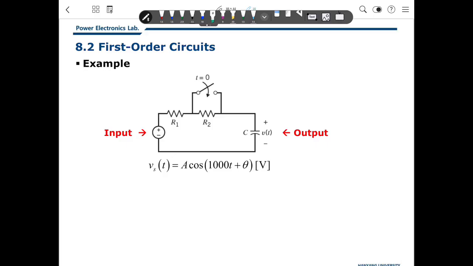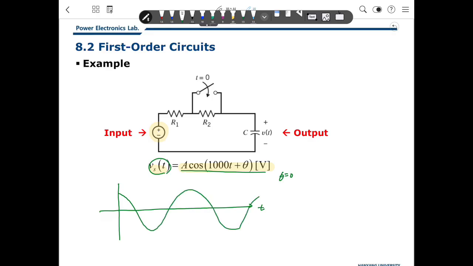This is a first example of the first order circuit. The circuit looks like here. This is the input value. The input is a kind of sinusoidal value. What's the meaning over here? Maybe the voltage is defined in this way. This is time t, and if we set it at 0, then we will describe it here. Maybe this is a waveform over here.